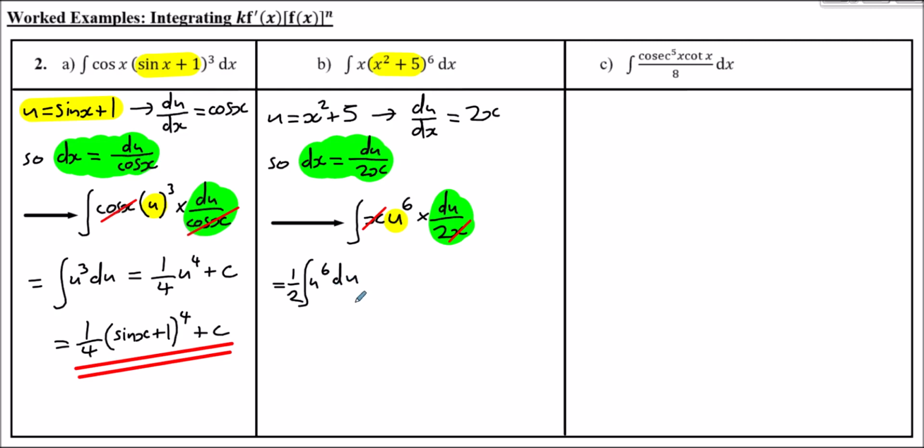So now that's going to become half. Increase the power by 1, then divide by the new power. So that's going to become u to the 7, divided by 7. So it's 1/7 u to the 7 plus c. Half of the 7th is 1/14. So finally we get 1/14 of u, which was x squared plus 5, to the power 7 plus c.